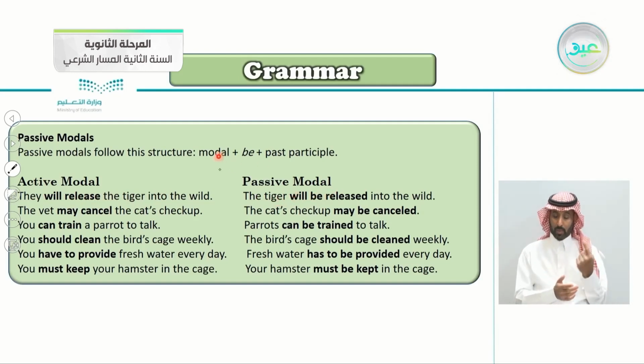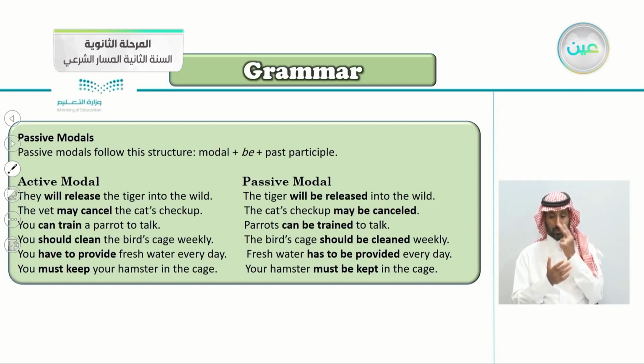Will, this is the modal here. Will be, this is it. Released, this is the past participle of the verb release. Release becomes released into the wild. So the structure of the passive modal consists of three parts: the modal, be, and the past participle. The vet may cancel the cat's checkup. So we say the cat's checkup may be cancelled. May be cancelled. Very good.